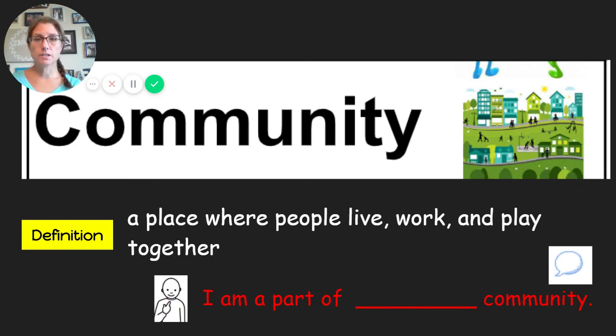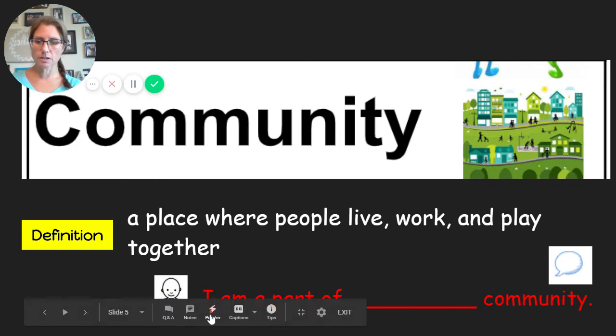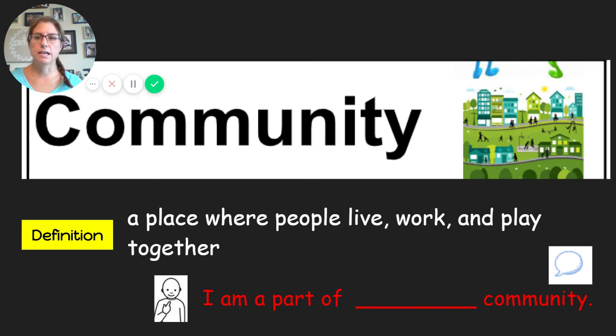You are a part of some communities. Let's look at the words at the bottom in red. I'm going to say this sentence, and then you're going to say the sentence. Ready? I am a part of the Hicks Elementary School community. Now I'm going to read the words and leave a blank, and you can fill in the part of the community you're a part of. Ready? I am a part of community. Good job, you're thinking.